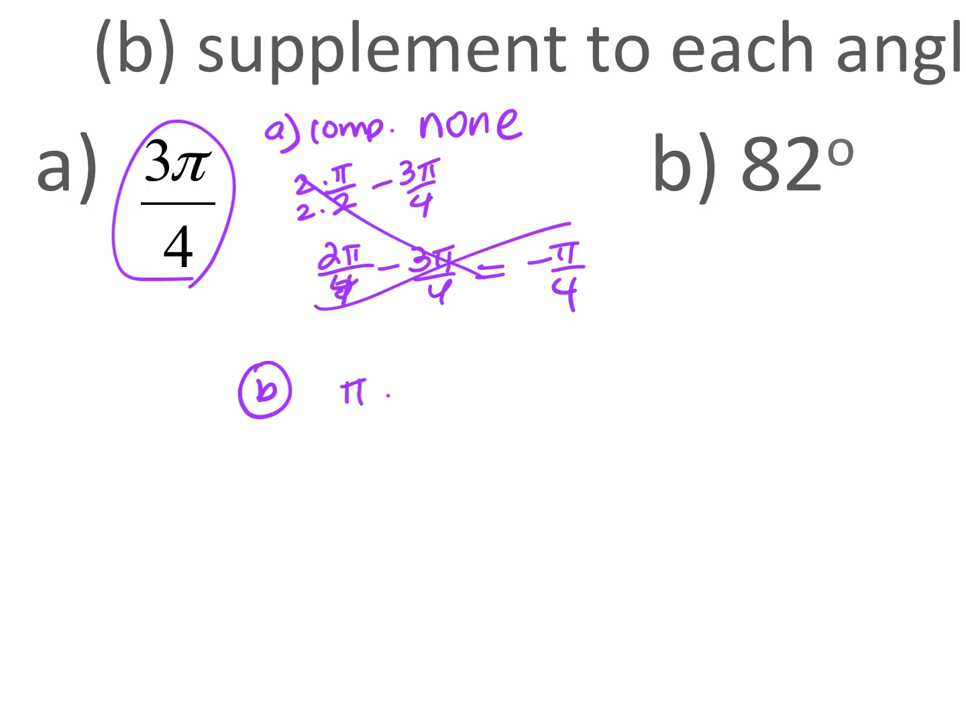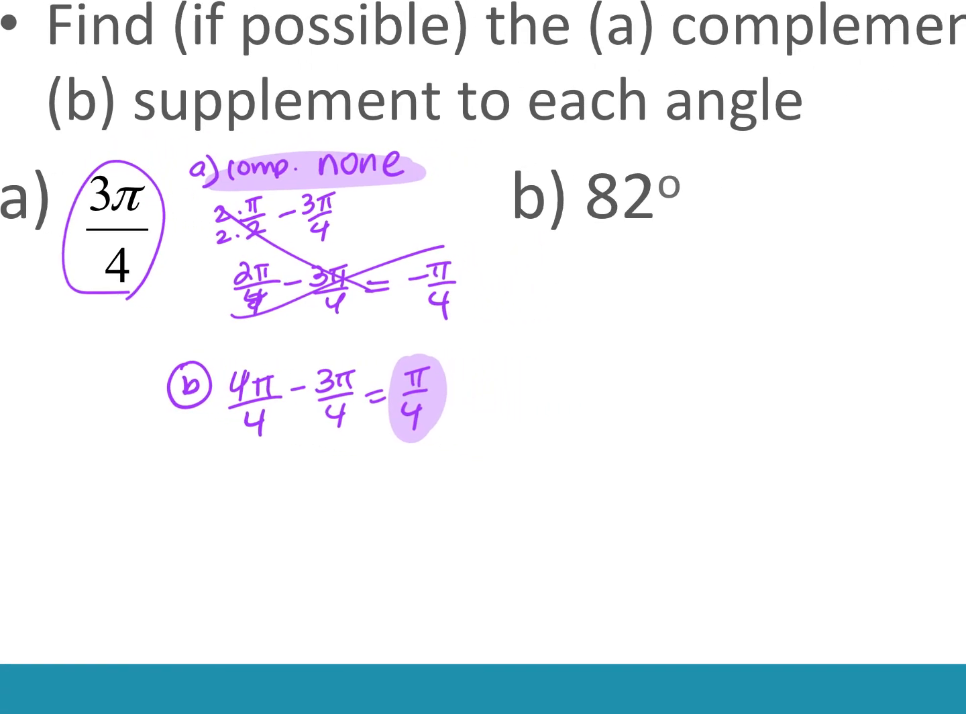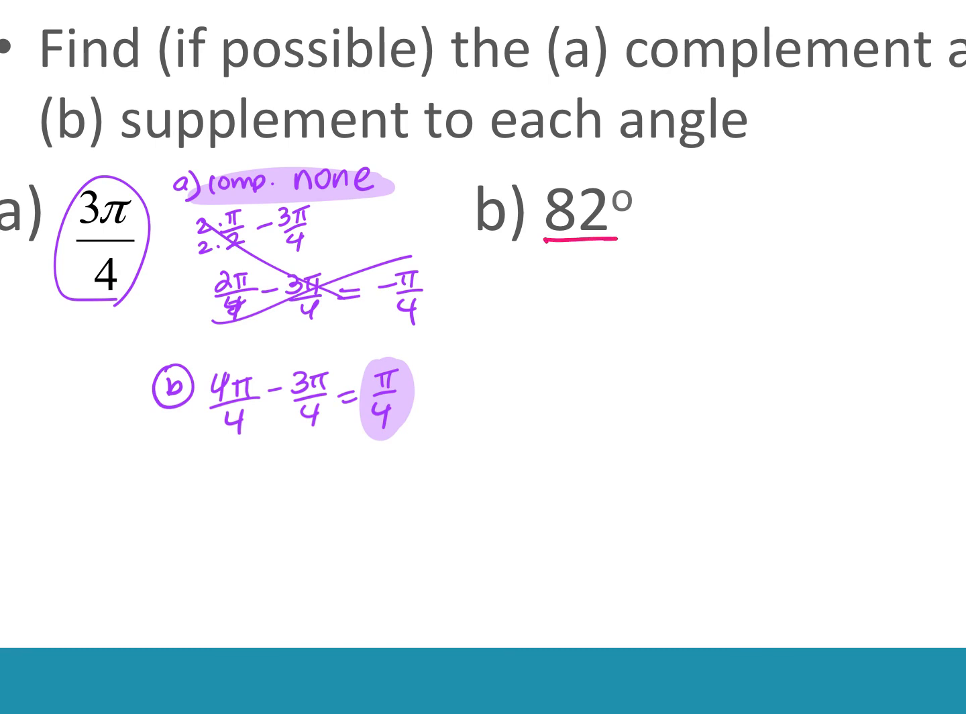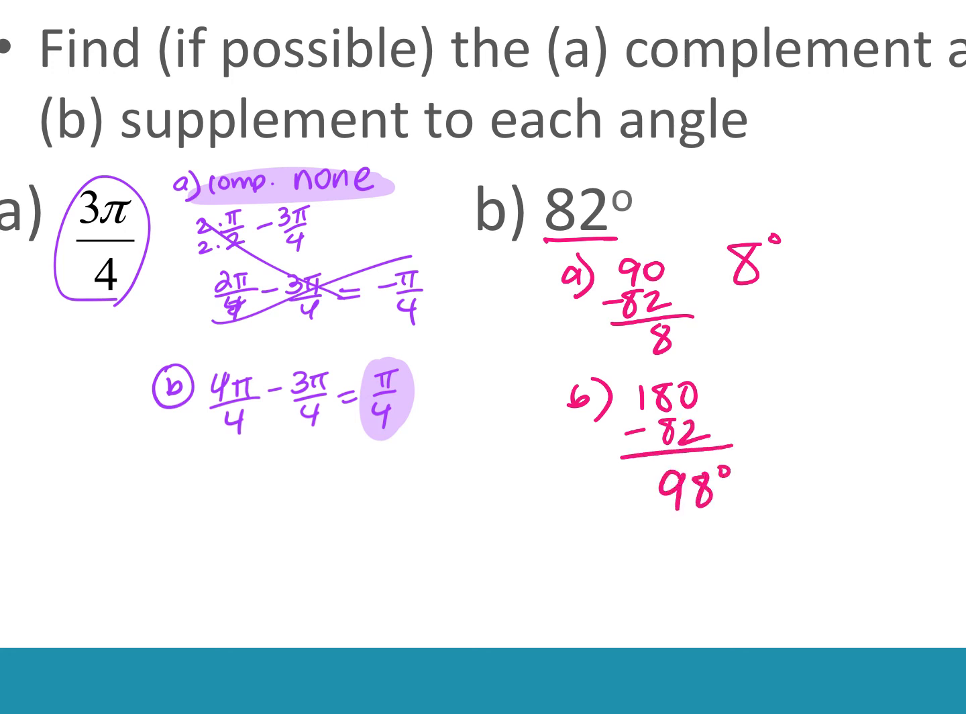Supplement would be pi minus 3 pi over 4, which is 4 pi over 4 minus 3 pi over 4, and that's pi over 4. So there's no complement, and the supplement is pi over 4. For B, it's in degrees. Is this bigger than 90? No, so I'm going to go through the work of 90 minus 82, and I get 8 degrees. And then bigger than 180? Nope. I would go through the work, and that would be 98 degrees. So complement and supplement.